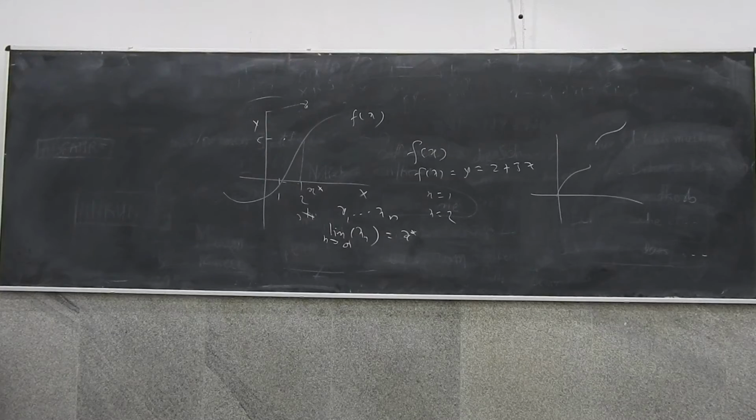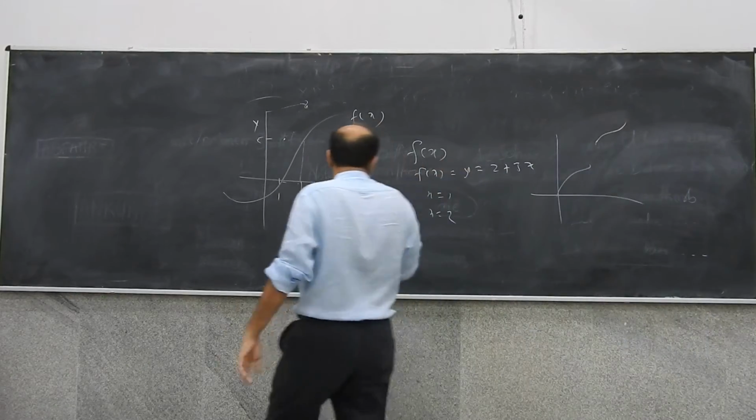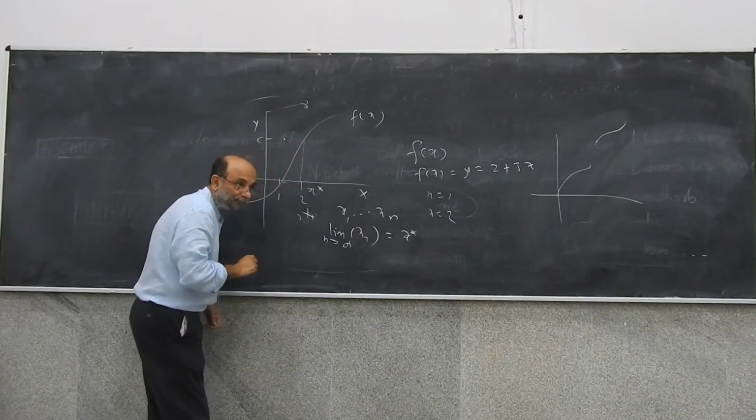At x star there is necessarily at least one open interval around x star, such that some elements of the sequence are always there in that open interval. Right? Okay.